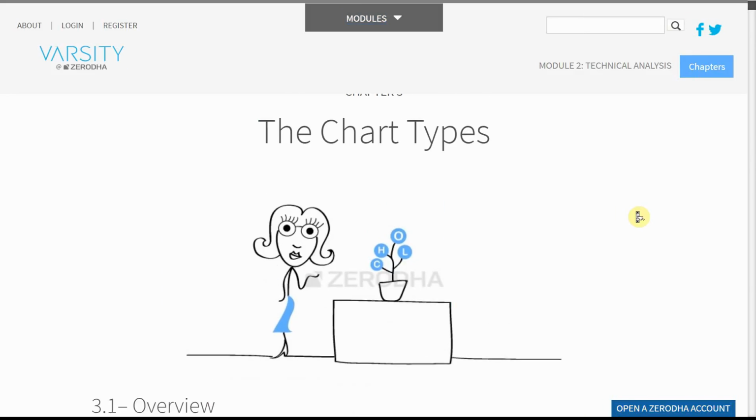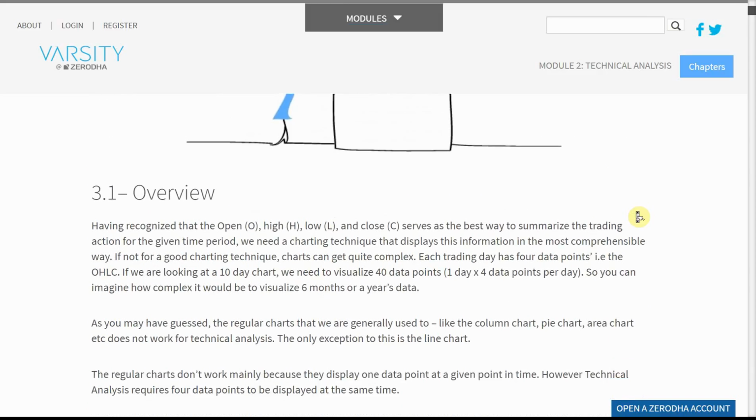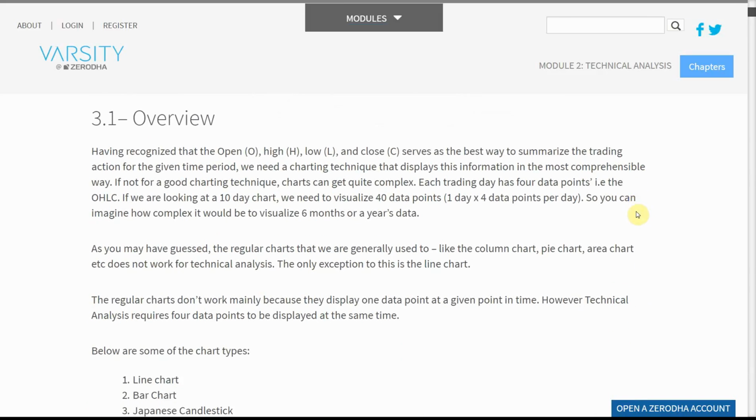Chapter 3. The chart types. 3.1 Overview. Having recognized that the open (O), high (H), low (L), and close (C) serve as the best way to summarize the trading action for the given time period, we need a charting technique that displays this information in the most comprehensible way. If not for a good charting technique, charts can get quite complex.